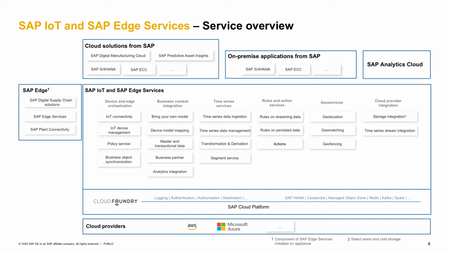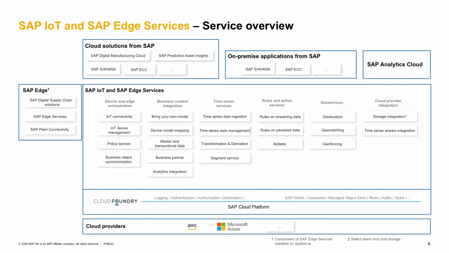Looking at this picture, we certainly have SAP Edge Services, and SAP IoT Cloud is on the right portion. It runs on SAP Cloud Platform and leverages many services that we need for connectivity, security, and persistency management for big data services, etc. On the left side, we have the service offering for the SAP Edge components.